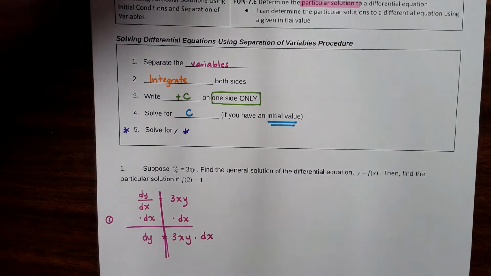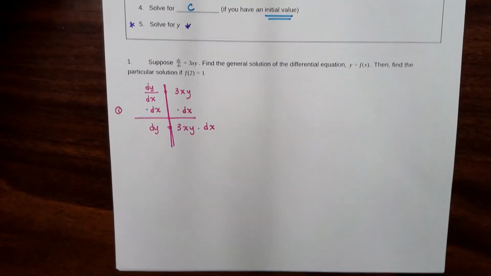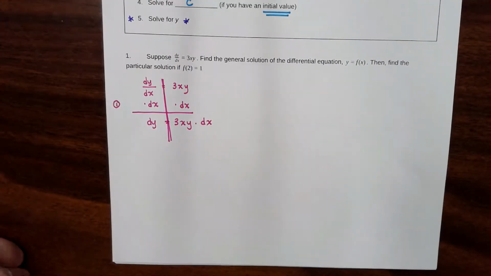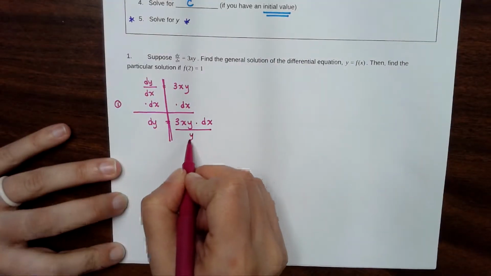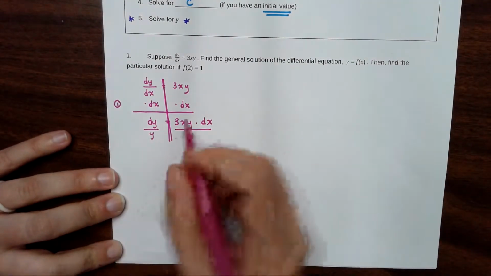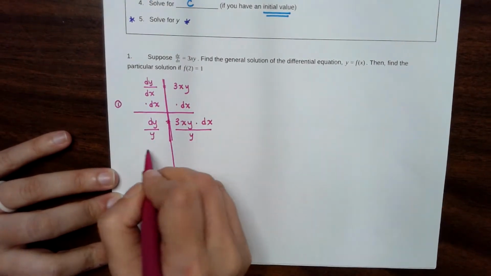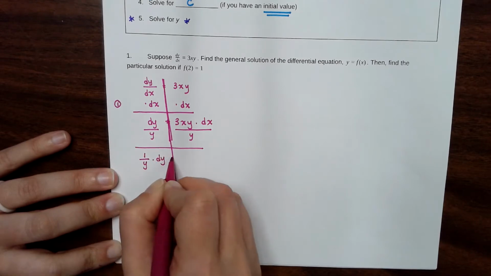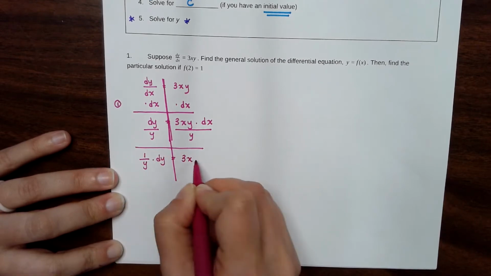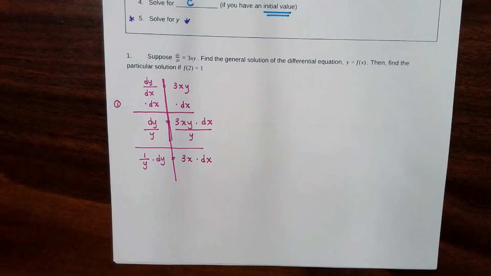In the past, that was enough to get our variables separated, but in this problem, that's not going to be enough because we still have a y on the right-hand side. So now what I'm going to do is I'm going to divide by y on both sides. The new equation that I have then is going to be 1 over y times dy equals 3x times dx. So it was a little bit more work than in the past to get the variables separated. Now, step number one here is a really important step because we're not going to be able to integrate if we have x's and y's mixed together.